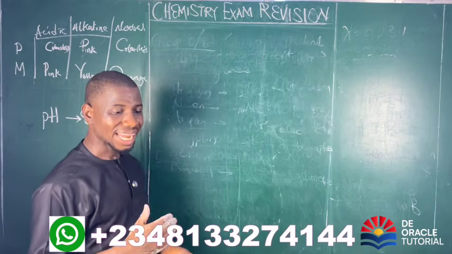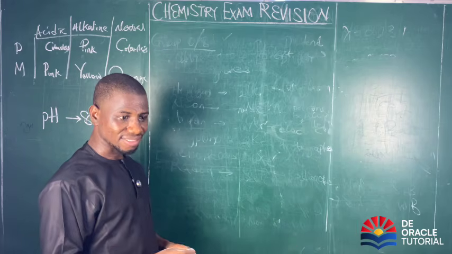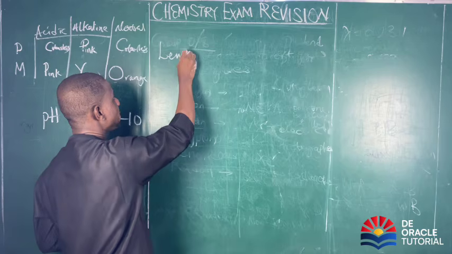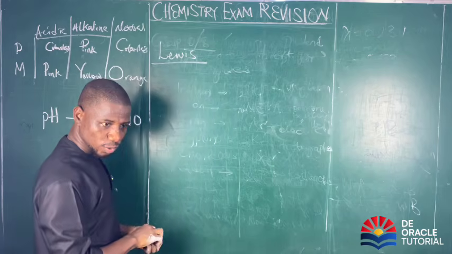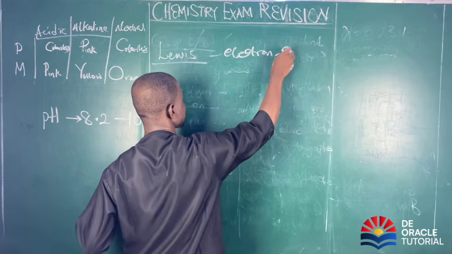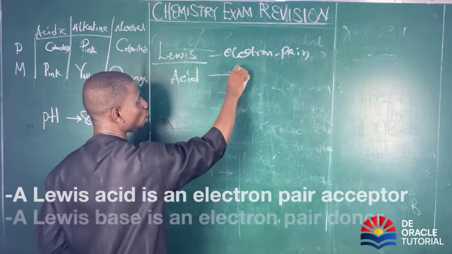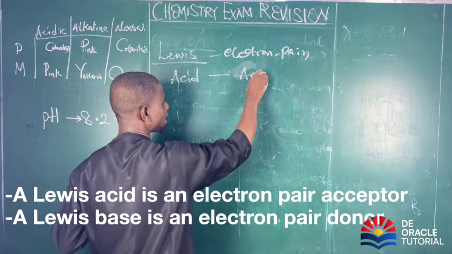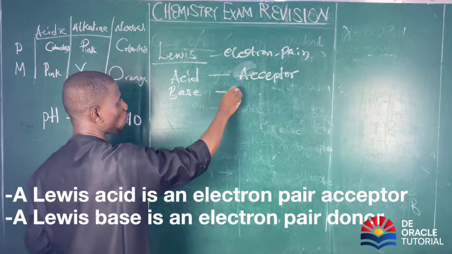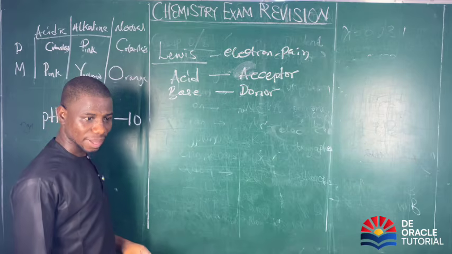According to Lewis, an acid is an electron pair acceptor, while a base is an electron pair donor. So Lewis is defining acids and bases in terms of electron pair. According to him, an acid is an electron pair acceptor, while a base is an electron pair donor. Does that make sense to you?